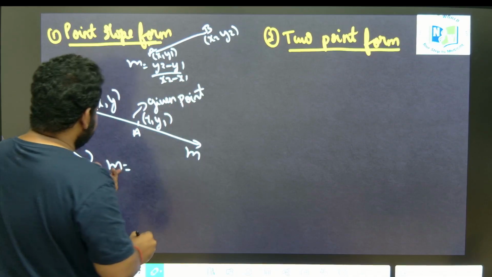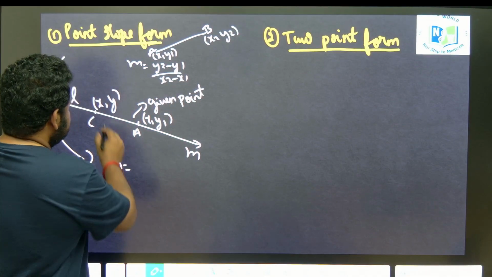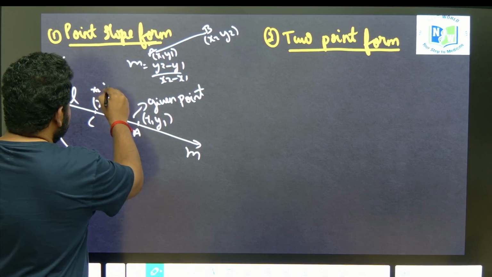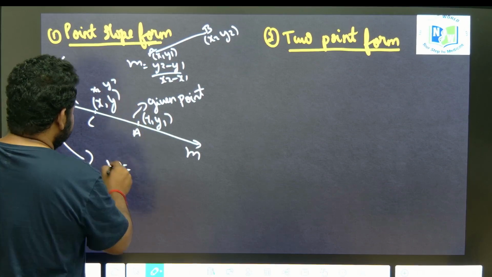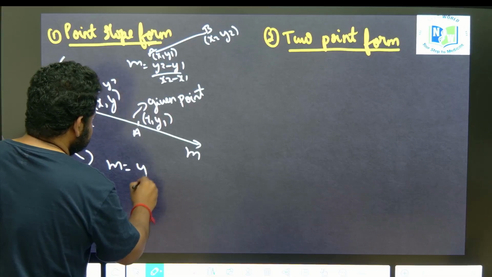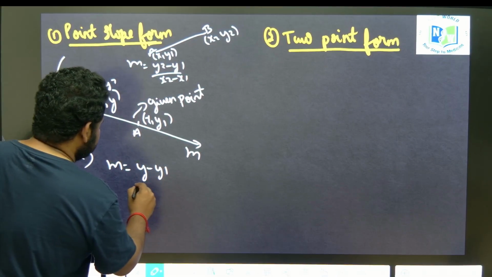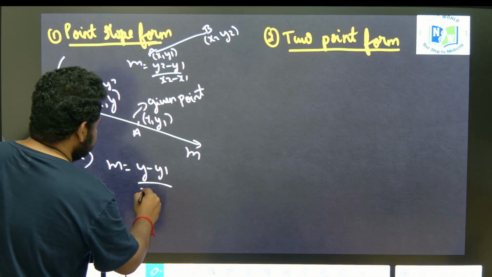Similarly, if I apply it here, let this be the point (x2, y2) and this be (x1, y1). Slope m is given by y2 minus y1, that is y minus y1, by x2 minus x1, that is x minus x1.